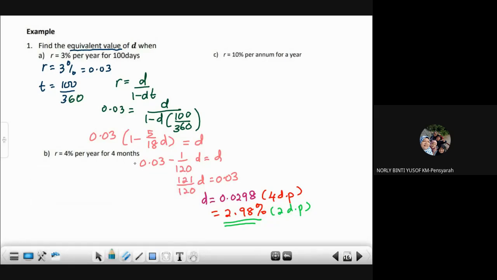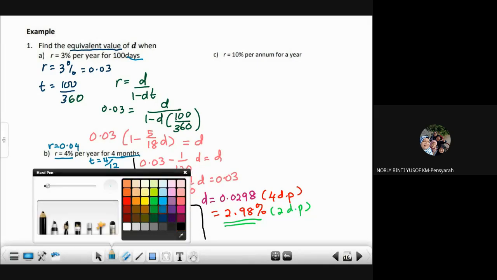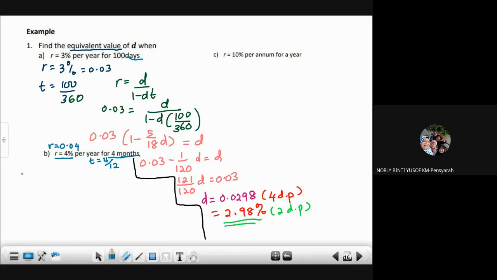Okay, sama juga untuk B. Okay, B pun sama. Ni R dia. Ni 4 months kan. So R dia adalah 0.04. So T dia adalah 4 divide by 12. Sebab months kan. Yang ni days. Ni months. Okay, so masukkanlah. Sama. Terus masukkan dalam formula tu. So 0.04 sama dengan D over 1 minus D in bracket 4/12.